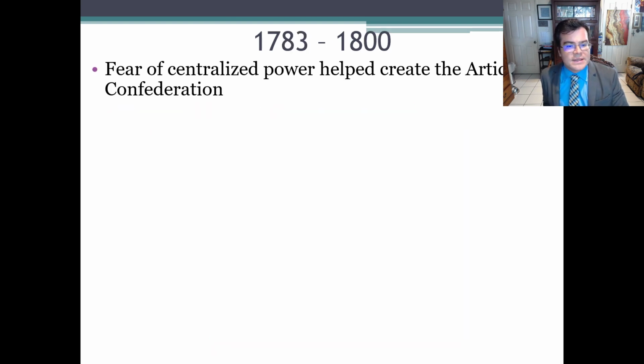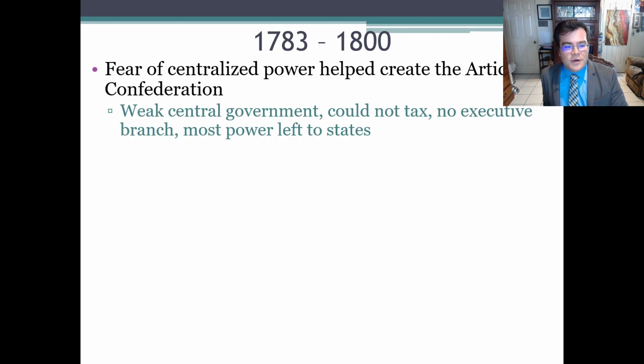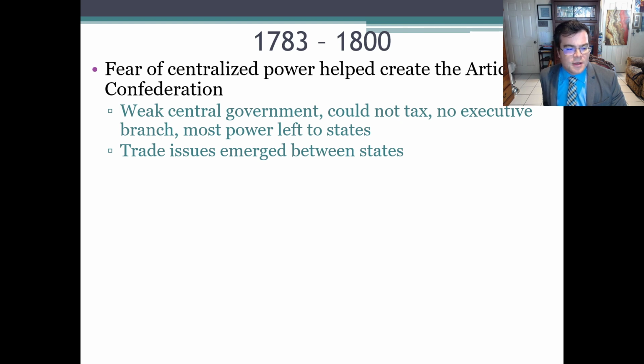Okay, 1783. So we talk about the Articles of Confederation. This is created during the American Revolution to run the country while we are fighting England and after the war as well. The only problem was that as a weak central government, they couldn't tax. There's no president, no executive branch. They were really paranoid about tyranny and dictatorships. So most of the power is reserved for the states. So it's not really a country. It's just like a team of states.